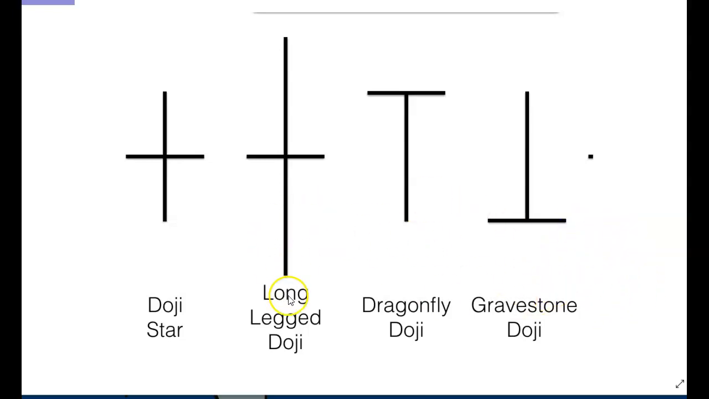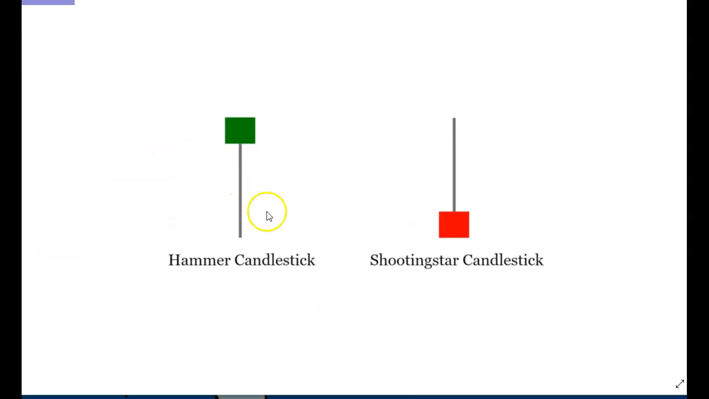So these dojis are important for you to pay close attention to. Yes, they mean indecision, unsure, but you can look at this the same way you will look at this one for a shooting star and this one for a hammer, and I will show you those next so you'll see exactly what they look like. Okay, so here we go.